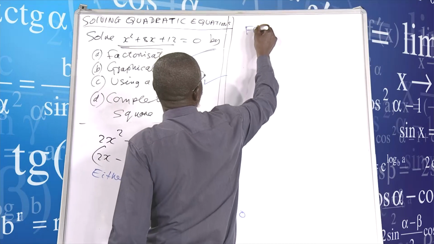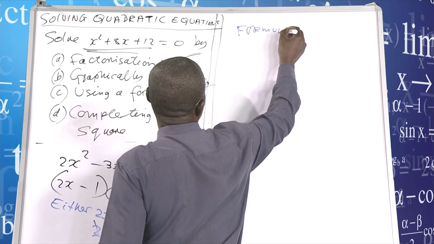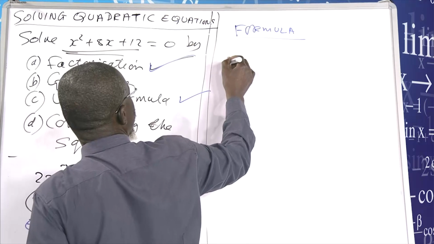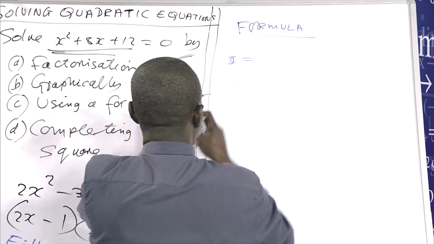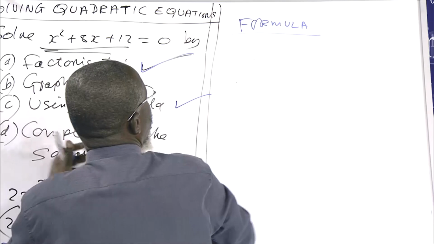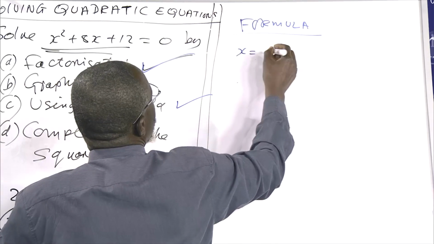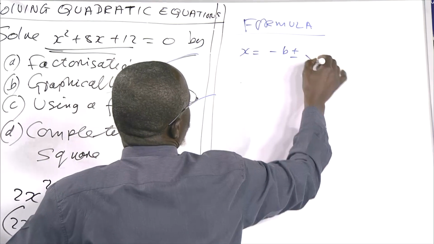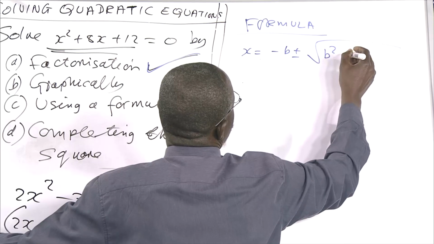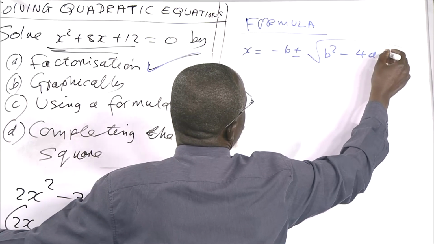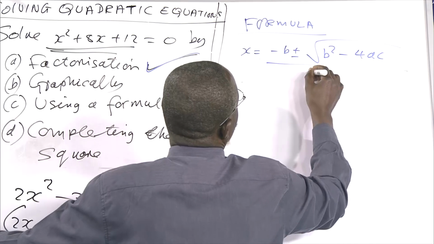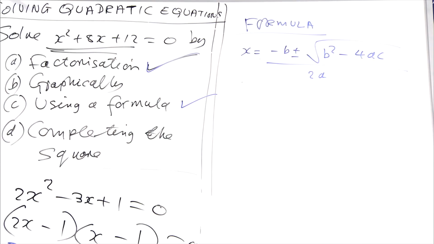Right, so the formula. We say x is equal to, this is the formula, x is equal to minus b plus or minus the square root of b squared minus 4ac, all over 2a.